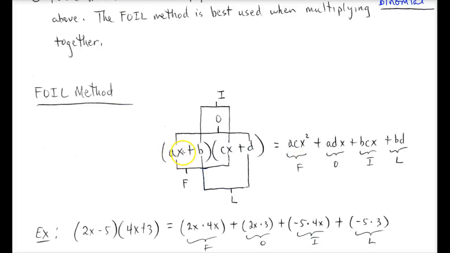But here you see how I have ax times cx is just going to be a times c times x, and x times x is x squared. So that's how we get the x squared from that. For the outer, which is this term and this term, we have ax times d, and of course, since we don't know what ax or d is, we just put it all together and say adx. The inner, which are these two terms, b times c times x, which is bcx, and then the last term, which is just b and d, we multiply that, and we just have bd.